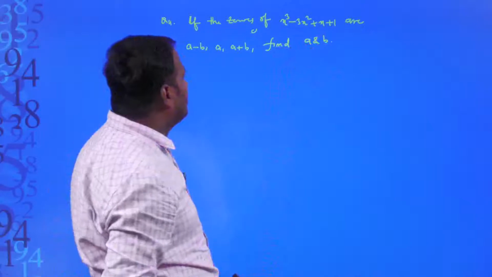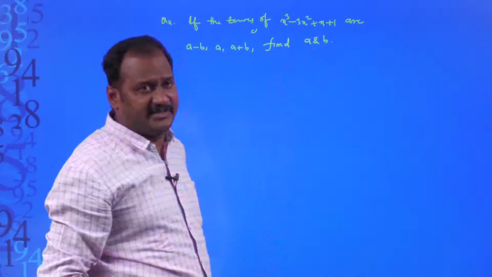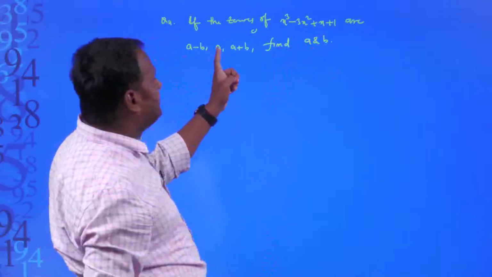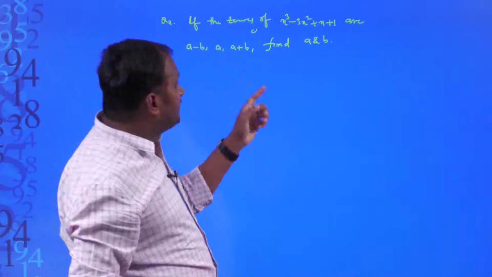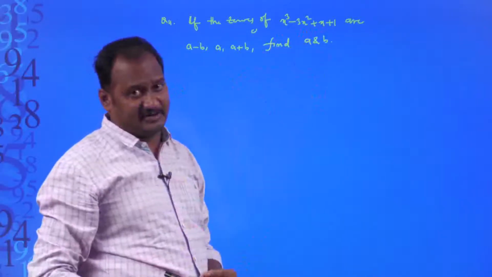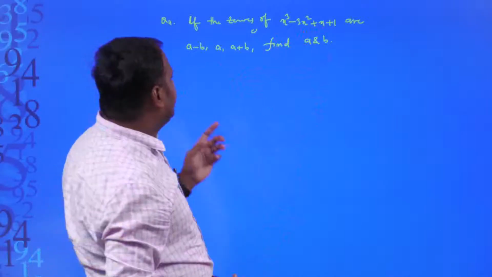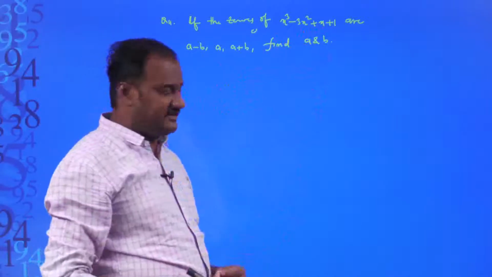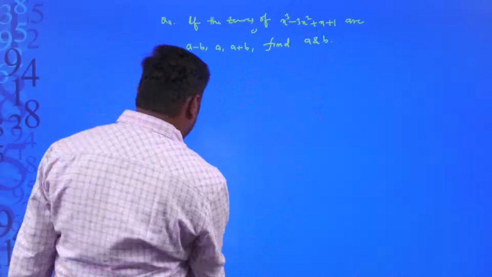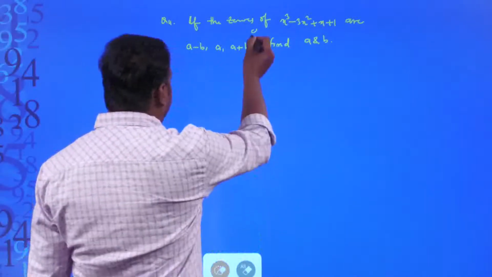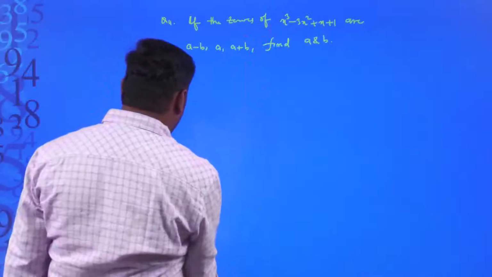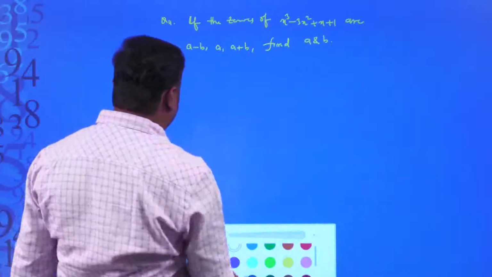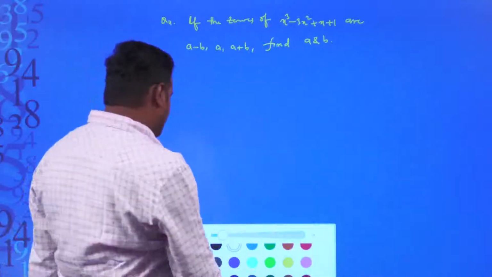Okay. So how to find the values of a and b? Because here a minus b, a and a plus b are zeros of the polynomial. Of which polynomial? That is a third degree polynomial, right? Then you will have to find out the values of a and b. So how to find out the values of a and b? That is what you need to understand. First of all, try to understand the given problem.